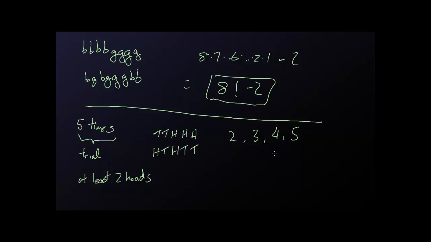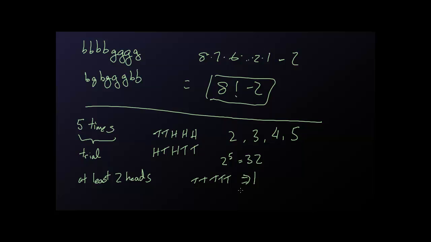How many total trials are there? Since each coin flip can either be head or tail, and we have 5 coin flips in total, we use the fundamental counting principle to arrive at 2 to the power of 5 equals 32 total trials. How many trials have less than 2 heads? AKA, how many trials have exactly 0 heads? Well, that would be all tails, which is one possibility.